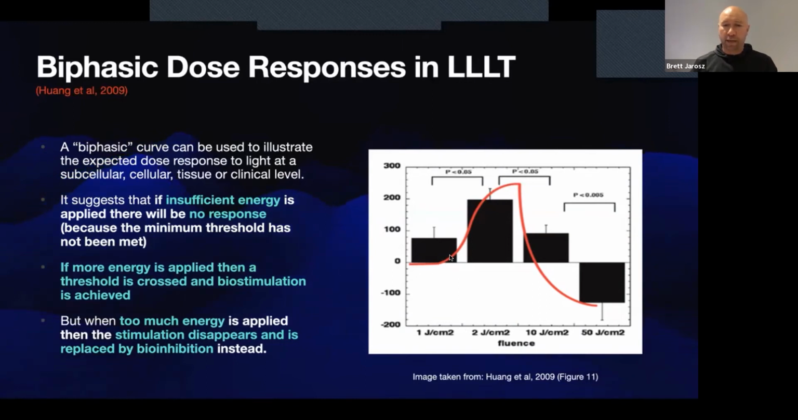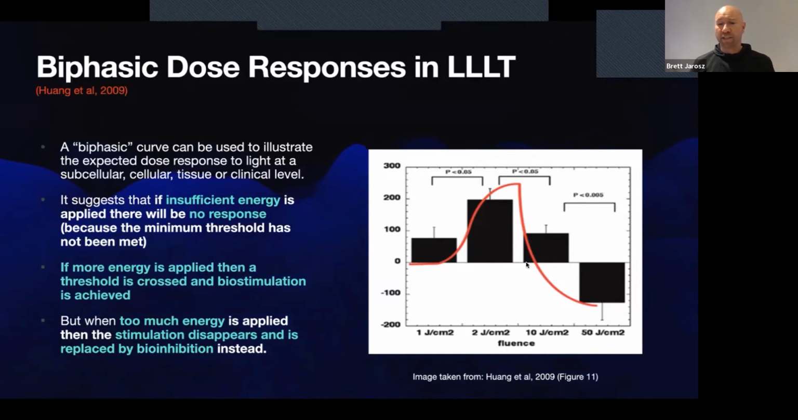So we can see that as we get enough energy, thresholds cross, stimulation occurs. But here we can start to see we're getting to this sort of ultimate point up through here of the ultimate amount of energy being absorbed that we can use for biostimulation. But if too much energy is applied, then the stimulation starts to disappear. And then if we go even too far, we then get bioinhibition. So we're getting detrimental effects.